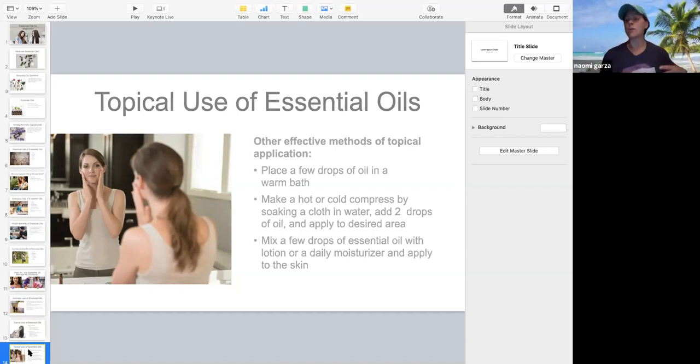Citrus oils on the skin are all photosensitive, and they're not good to put on your skin and then get in the sun. Mixed in with lotions they're not so bad, but in the bath, I've had people try it, and I've tried it myself, and it's tingly, not good. The citrus oils in the bath.